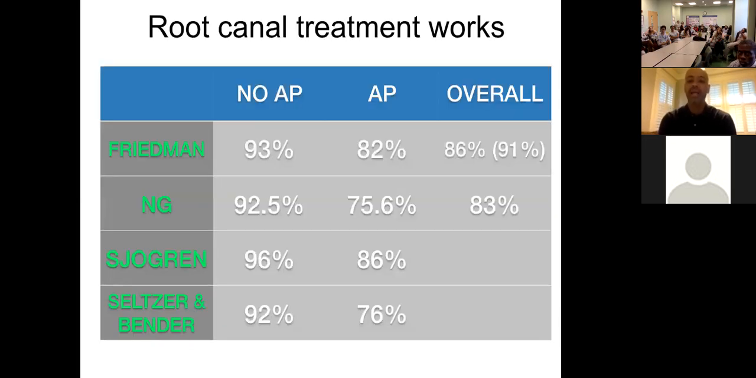And this is my last slide here. I'm just pulling this up for you guys to show you that root canal treatment does work. So I want you guys to feel confident when you're going in there.